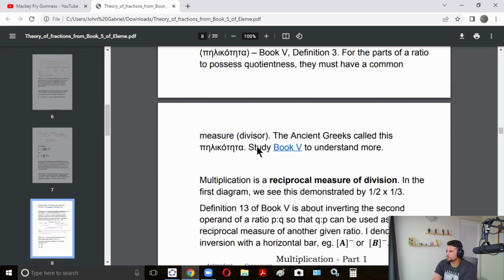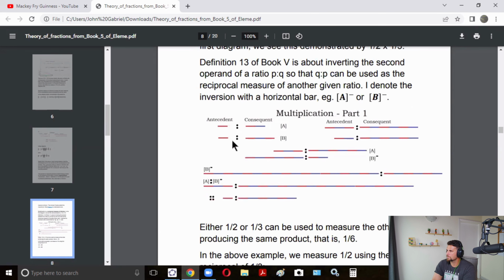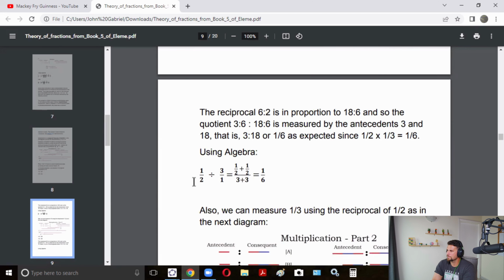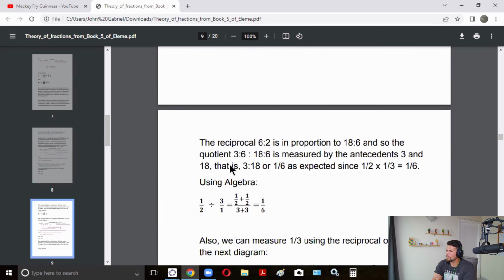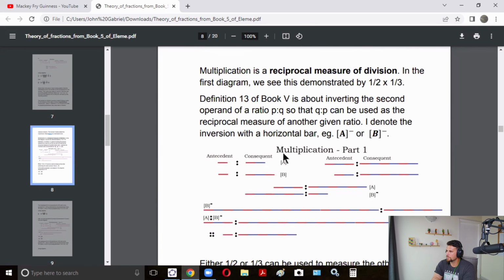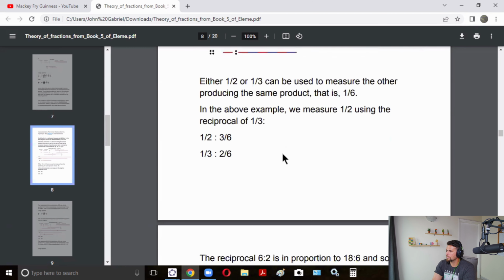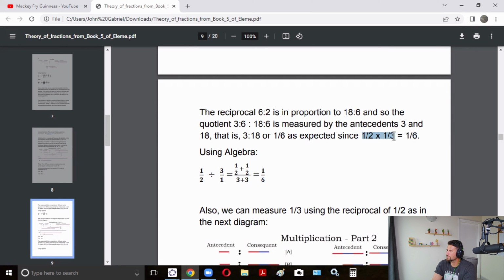Now, multiplication is just a reciprocal measure of division. So again, if we were going to do this example here, where we say a half divided by 3. Now, by the way, we're trying to find the multiplication of 2 and 3. So if we say a half divided by 3 over 1, it's going to give us 1 over 6, right? Here I'm not using the multiplication of 2 over 3, which I showed you in the applet. I'm using the multiplication of half and a third, right? So in other words, I'm multiplying a half by a third here.